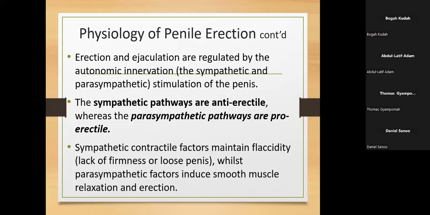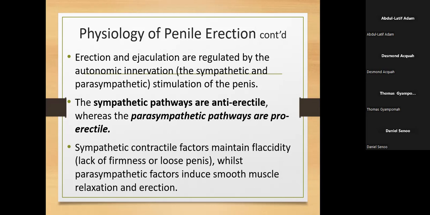Now, still on the physiology of penile erection. Erection, ejaculation, I'm sure by now you know the difference. A lot of people, when they are talking about erection, will say ejaculation. When they are talking about ejaculation, they say erection. Erection is just the stiffness of the penis. Ejaculation is the way semen is produced and then sent outside the body, right? So the two are completely different.